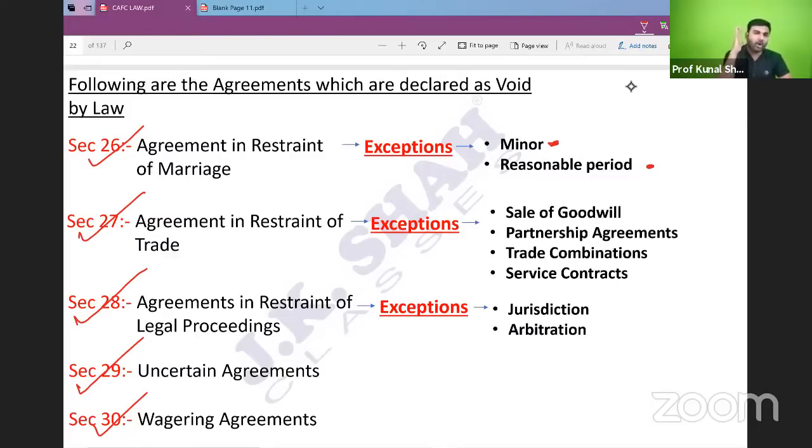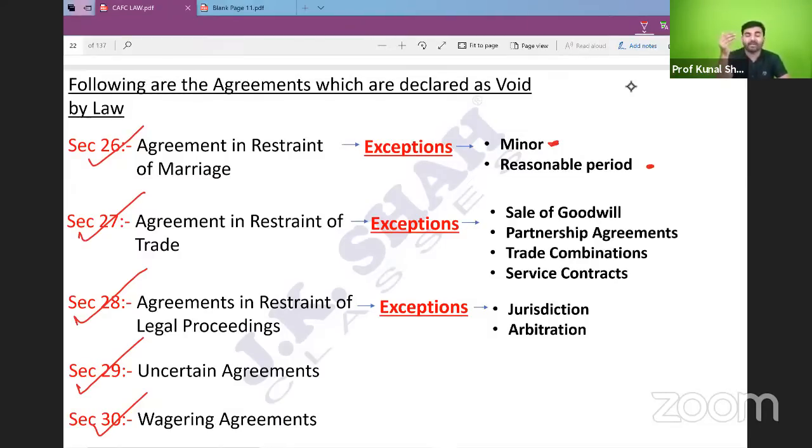Generally, you cannot stop a person from getting married, it is not allowed. But if you are stopping a person which is a minor, then yes, in that case, the agreement is valid. However, if you are stopping a person to get married for a reasonable period of time, then even in that case, that agreement will be considered as valid one. For example, Mr. X said to Mr. Y, if you don't marry for next 6 months, I will pay you 10 lakh rupees. This is something which is reasonable in nature.